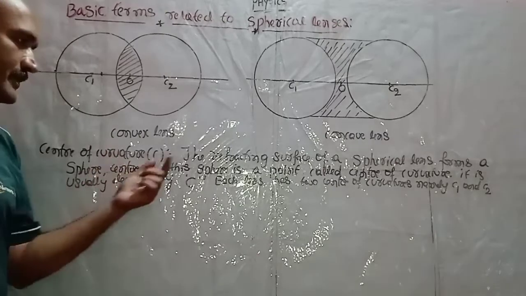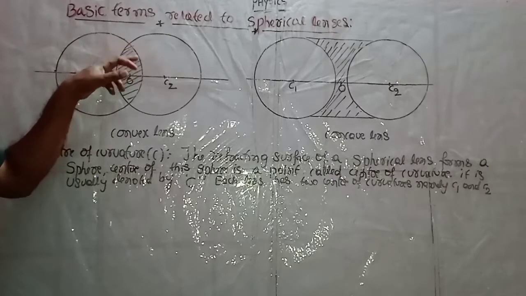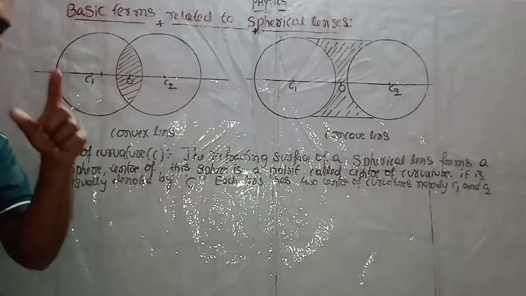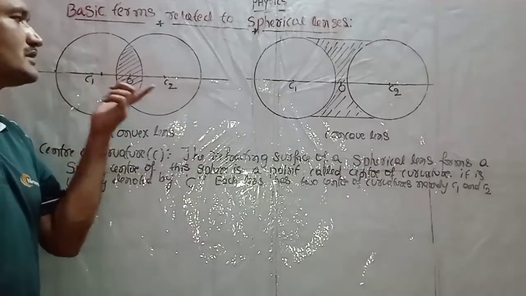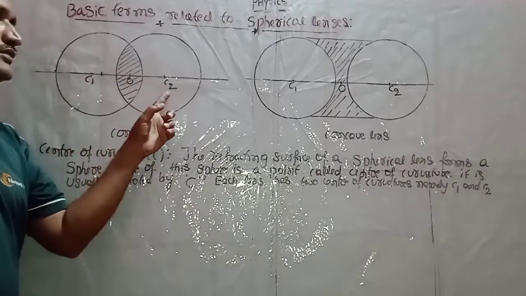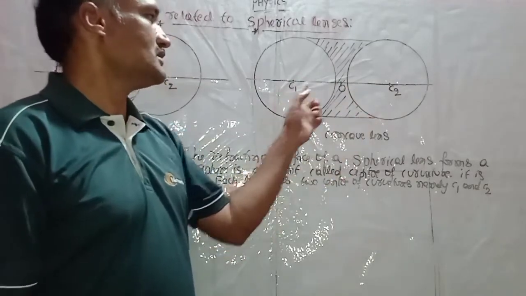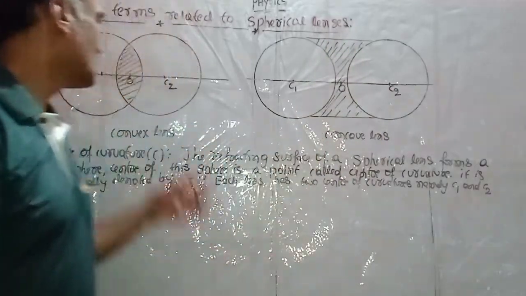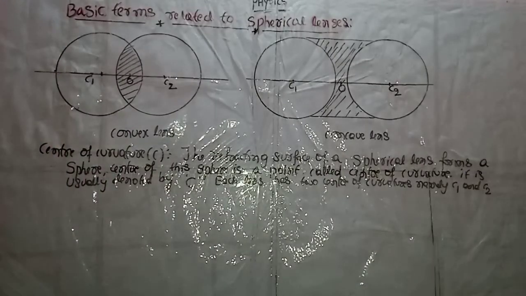So look at the definition. The refracting surface of a spherical lens forms one sphere, and this sphere has one center. That center point is called the center of curvature. Each lens has two centers of curvature, namely C1 and C2. A concave lens also has two centers of curvature, C1 and C2. This part is a concave lens and this part is a convex lens. So clearly observe the definition.